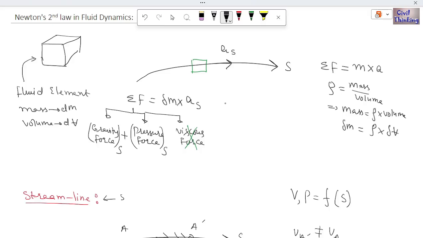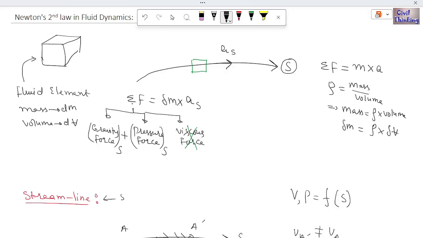Our models will be closer to reality. Because we are understanding fluid dynamics, the assumptions are always important. Now we know what a streamline is, and we denote a streamline with S. Now we will apply Newton's second law along the streamline.